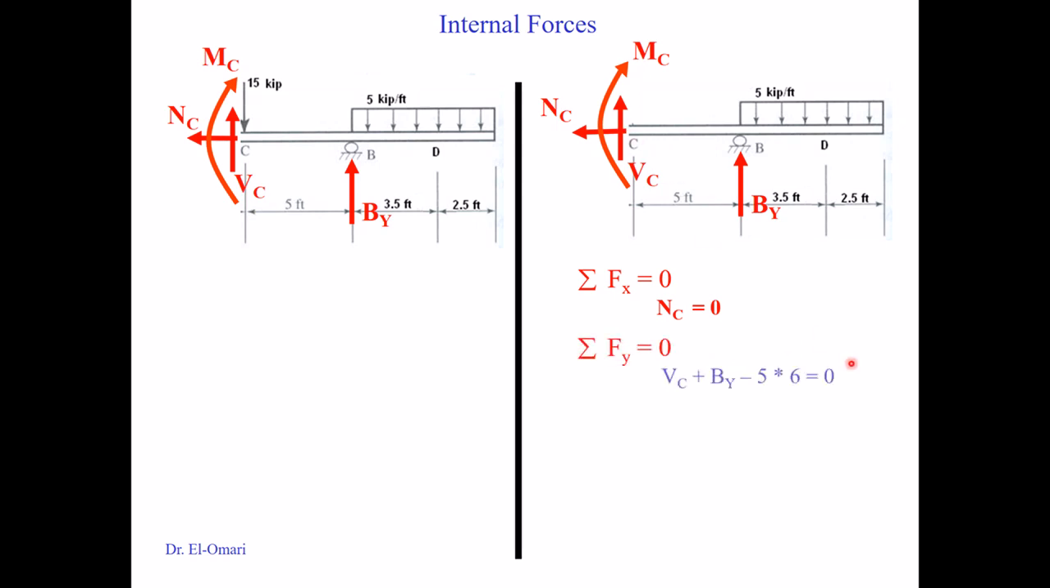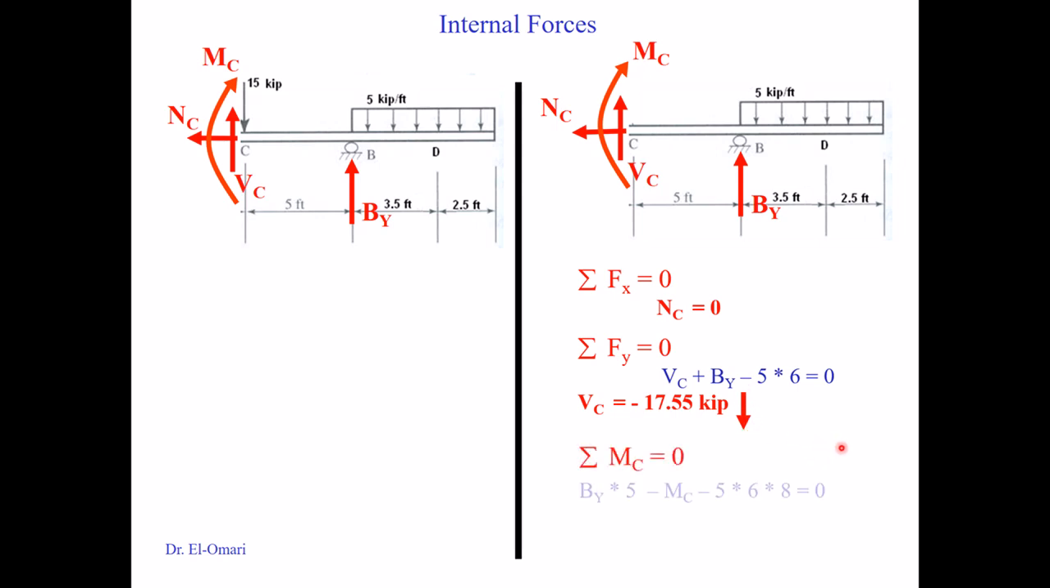Forces in the Y, you have that shear force, you have the By that we just found, and then you have the distributed load, and we use the resultant of that, which is 5 times the distance here, 6, height times base, and then it gets you a negative 17.55 kip, which means it has to be directed downwards.